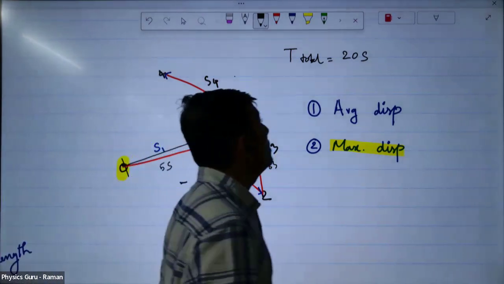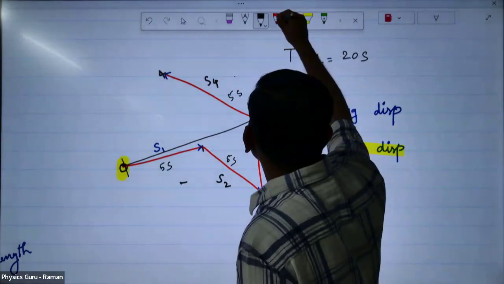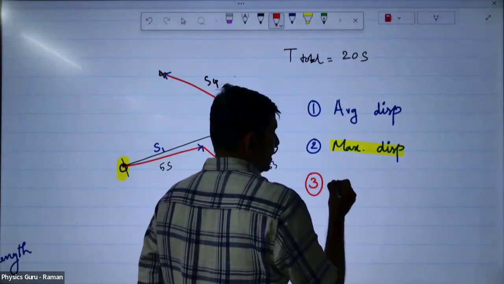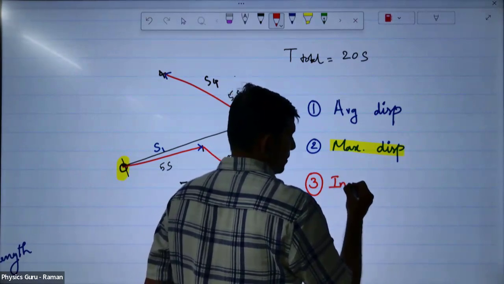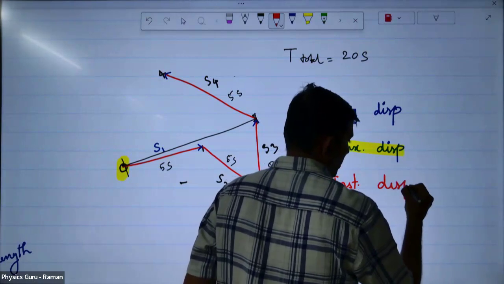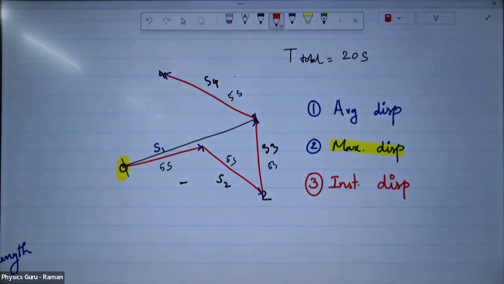Now comes the third piece of information. It's a very critical information. It's called instantaneous displacement. What do you mean by instantaneous displacement? At a particular time, what was the displacement?